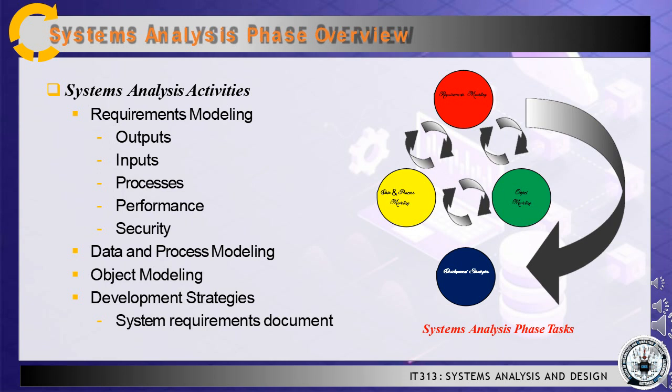The system analysis phase includes the four main activities as shown in the figure. We have requirements modeling, data and process modeling, object modeling, and consideration of development strategies. Although the waterfall model shows sequential SDLC phases, it is not uncommon for several phases to interact during the development process, just as they would in an adaptive model. For example, this occurs whenever new facts are learned or system requirements change during the modeling process.